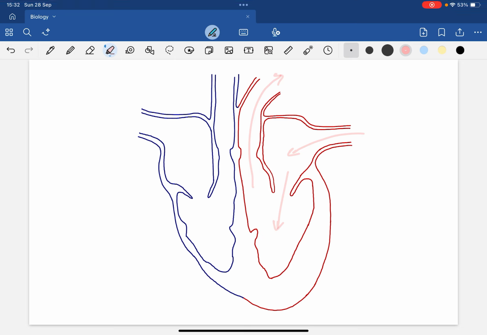Now, once it's done that, we have deoxygenated blood, which enters the right atrium through the vena cava, and then that goes through to the right ventricle through the heart valves, and then it leaves through the pulmonary artery, and it goes back to the lungs to become oxygenated blood again. And that is how blood flows through your heart.